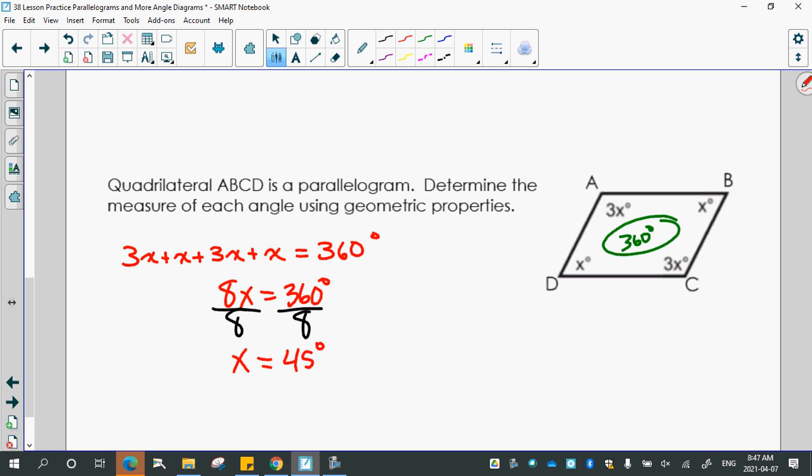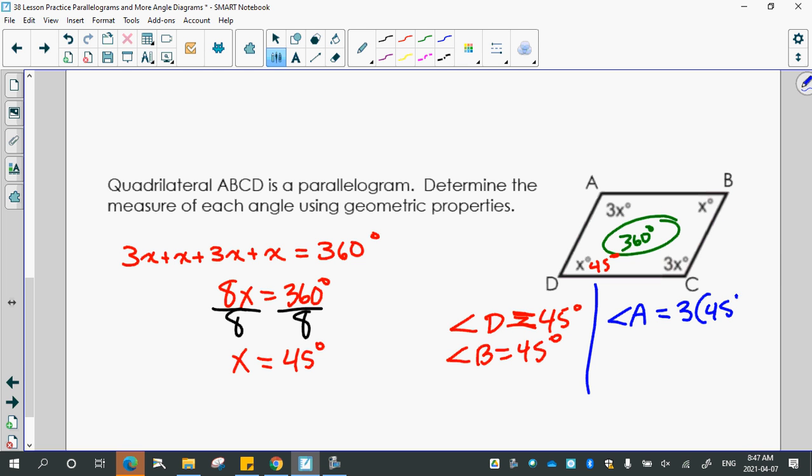So that means angle D equals 45 degrees, because it's x. And so does angle B. How could I figure out what angle A and C are? Perfect. So angle A is 3x, which means 3 times 45 degrees. So that's going to be 135. And angle C is also 135 degrees. They're both 3x.